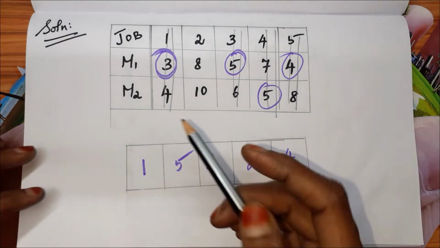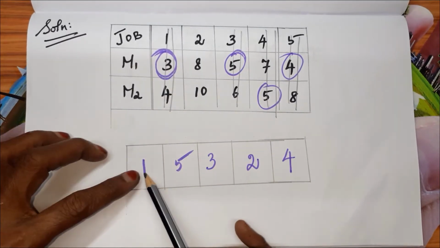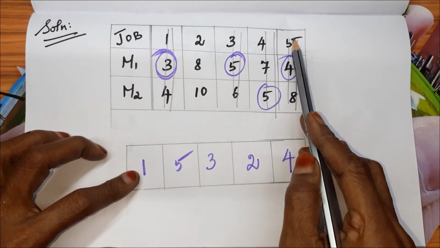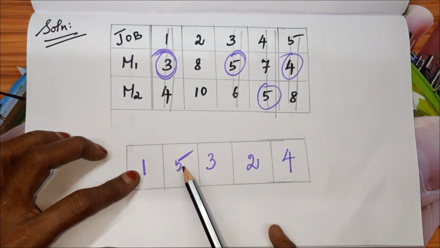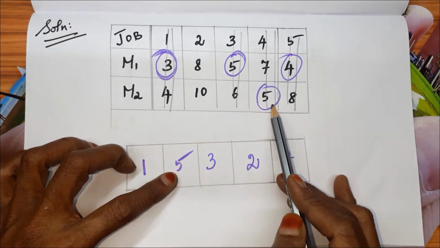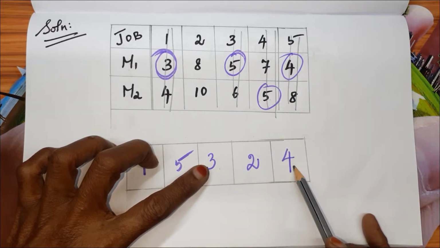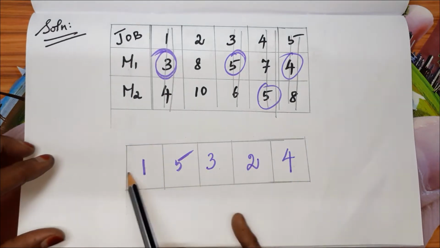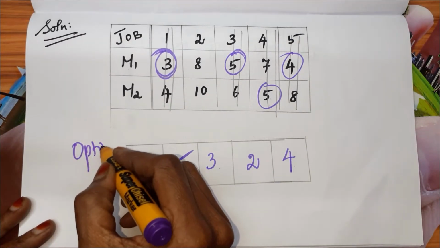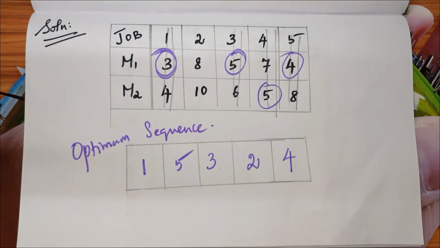I repeat, we have to locate the minimum. 3 is the minimum. It belongs to M1, so first job 1 will come on the left side. Then 4 is the minimum. It belongs to job number 5, machine 1, so job 5 will come next. 5 we have in 2 places, in M1 as well as in M2. In M1 the job number is 3 and in M2 the job number is 4. The balance we have is 2. So this is the optimum sequence in which we are going to process the jobs for getting the minimum processing time.